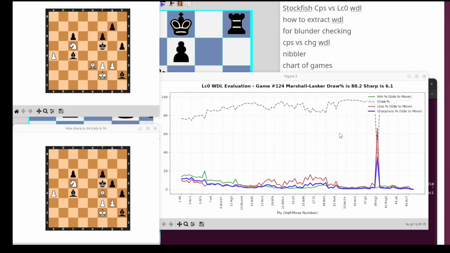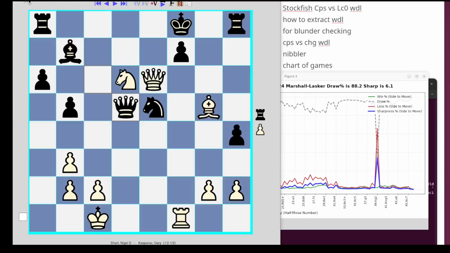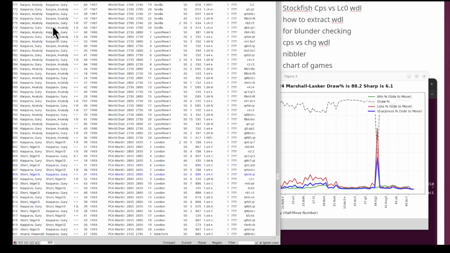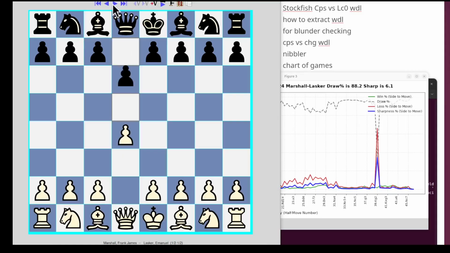Basically, maximum sharpness was 34.6. This bobble here implies 76, so that's move 38. Actually, I think I went further out, and this is there. You can see this looks like a very boring game, and actually we can load that up. Say game 1, 2, 4. Have a look at how this game goes.